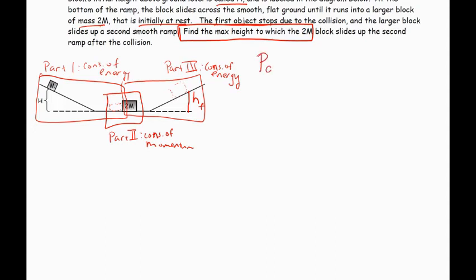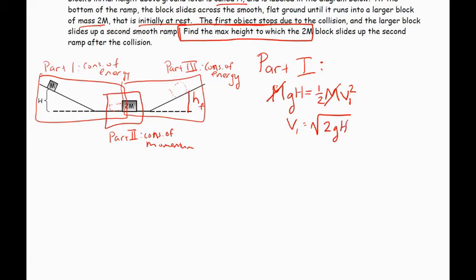Well, part 1, I have block M starting at the top of the hill. So block M has potential energy, and all of that potential energy is converted into kinetic energy. And we're going to call that V1 squared. Okay, so at the very bottom of the hill, before it hits 2m, it has a velocity. What is that velocity equal to? Well, that velocity V1 is equal to the square root of 2gh.